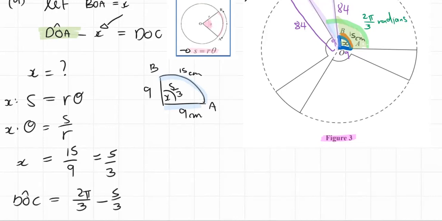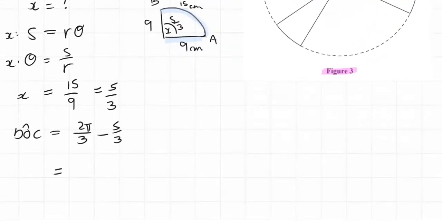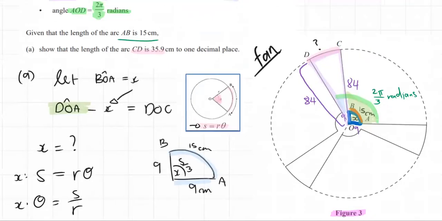Fantastic. Both over 3, so 2 pi minus 5 over 3. Let's leave that like that for now. So we know what DOC is. Just quickly remember why we're getting DOC. We're getting DOC in order to have the correct angle between the two radii in order to find the DC.